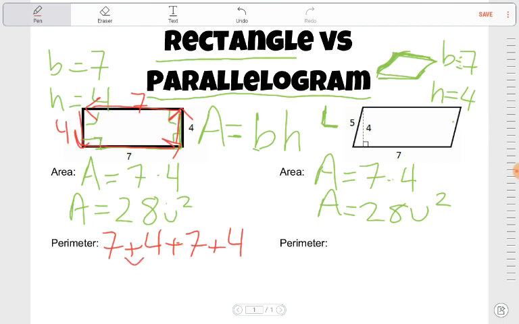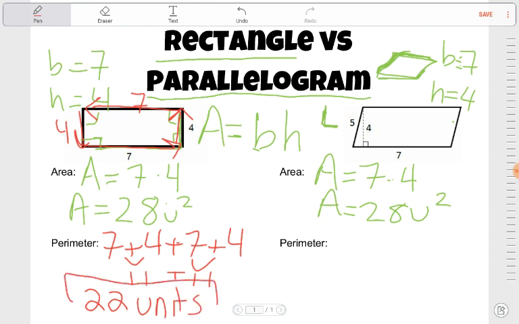7 plus 4, that gives us 11. It's all addition, so I'm just going to do 11 plus 11, and I'm going to get 22. My units here are units, not square units, because perimeter is just distance. It's one-dimensional. So I'll put perimeter is 22 units.